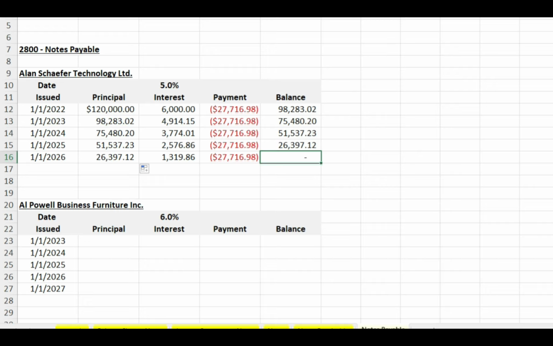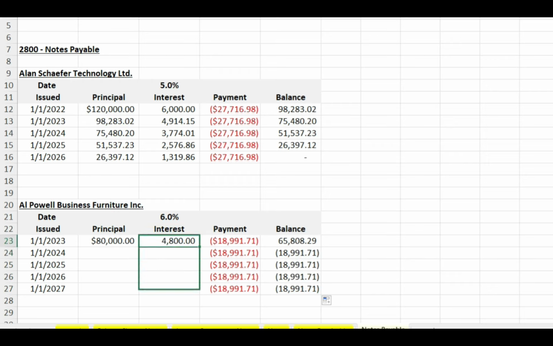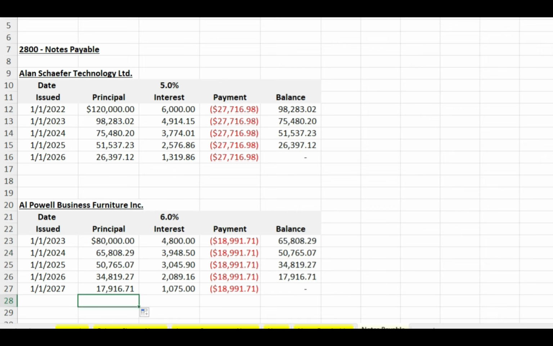So let's run through this Al Pal Business Furniture Incorporated note as well. So $80,000, 6% interest. Throw in my dollar signs. Grab our payment. It's probably a better way to do that. I'm just being lazy here. Beautiful. Balance ends in a 0. That's what we want. We're expecting to pay both these notes payable off in full.